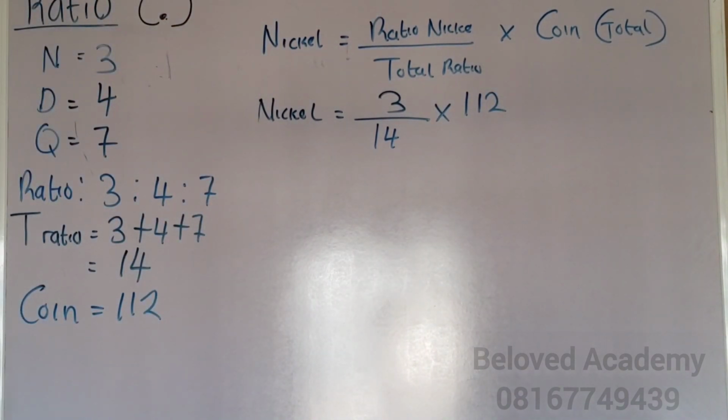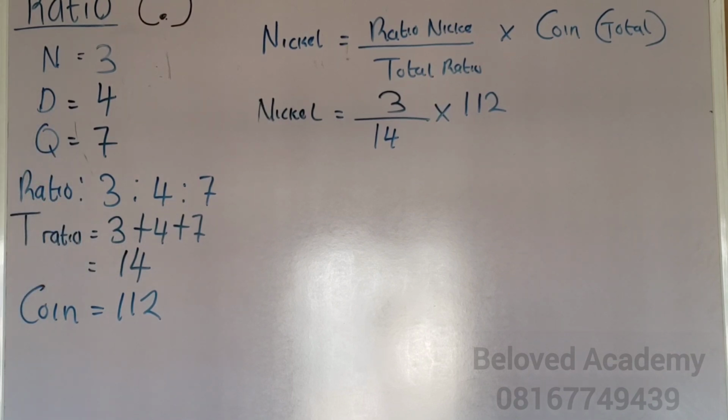Do you understand how I got this? If you didn't understand, pay attention again. We have been given that the ratio of nickel to dimes to quarters is 3:4:7. Okay? Using the first method, I'm going to teach you another method.